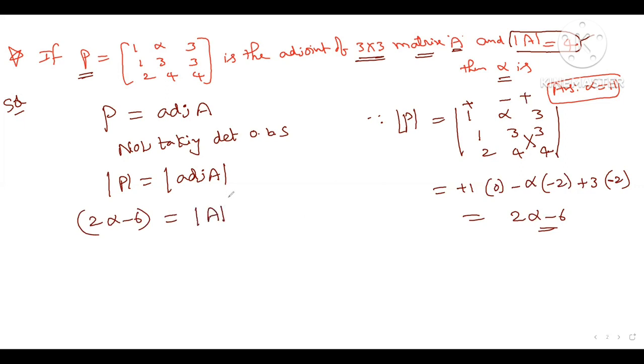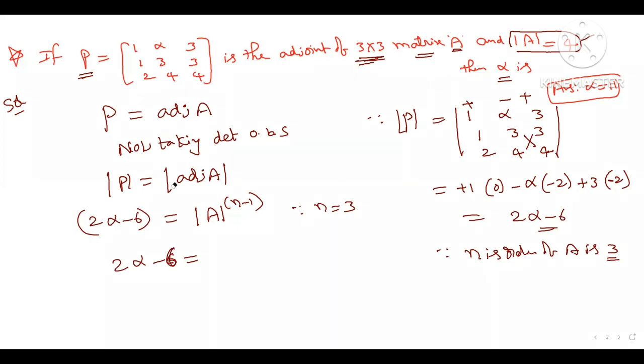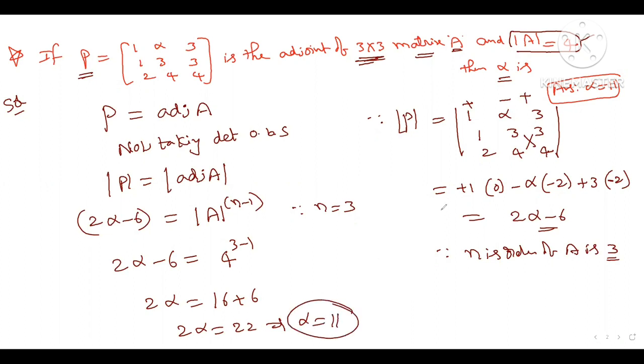We have one formula, det A power n minus 1, where n is the order of the square matrix. Here order of square matrix, how much value? 3. So n place and write 3. N is equal to 3. Det A value from statement 4 given. So 2 alpha minus 6 is equal to det A value here 4, 4 to the power 3 minus 1. 2 alpha is equal to here 4 square 16 plus 6. 2 alpha is equal to 22. Alpha we get 11. What is the answer? 11 is the answer.